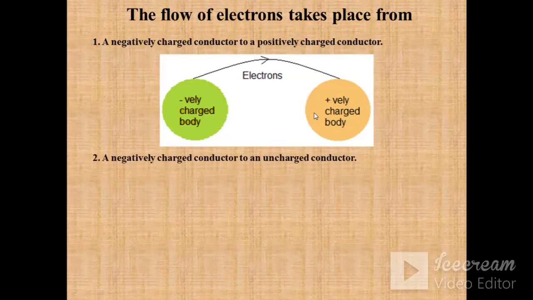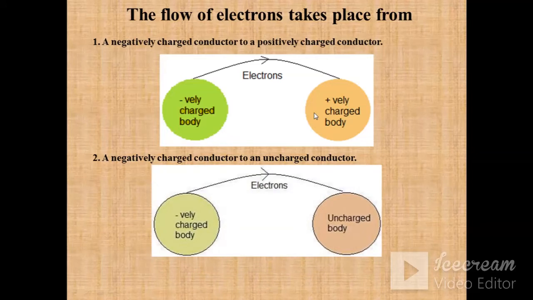Now if a negatively charged object is connected to an uncharged object like this, the electrons start flowing from the negatively charged body to the uncharged body till the concentration of electrons on this negatively charged body as well as the other body becomes equal to each other.